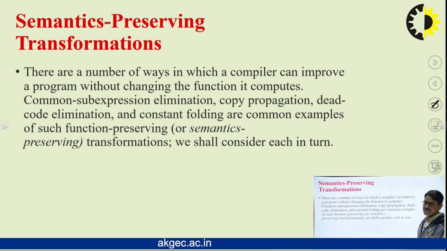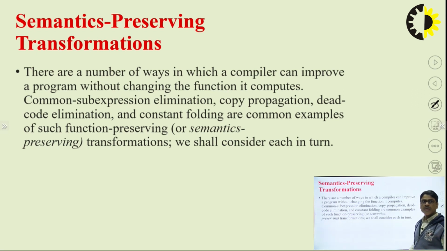Here we are only discussing semantic preserving transformation. This is a kind of local optimization we can call it. Why? Because simple optimization which is involved in global optimization will be used over here. So there are a number of ways in which a compiler can improve a program without changing the function it computes. That is very important. We cannot change the function, because whatever output we desired, that must result after applying this optimization.